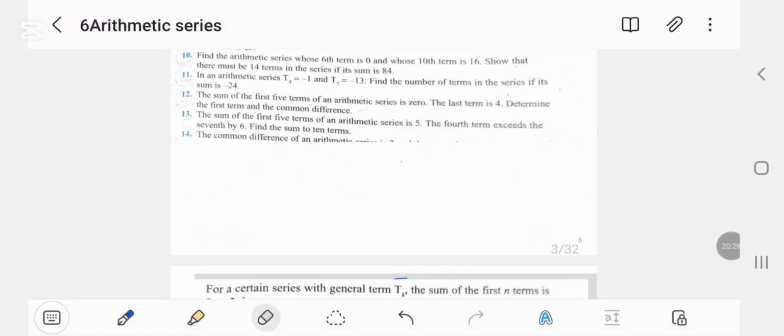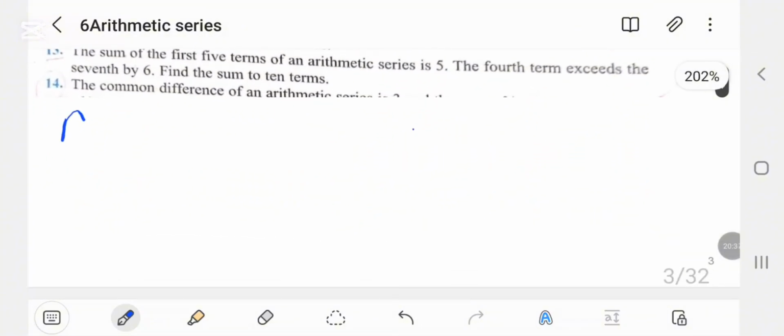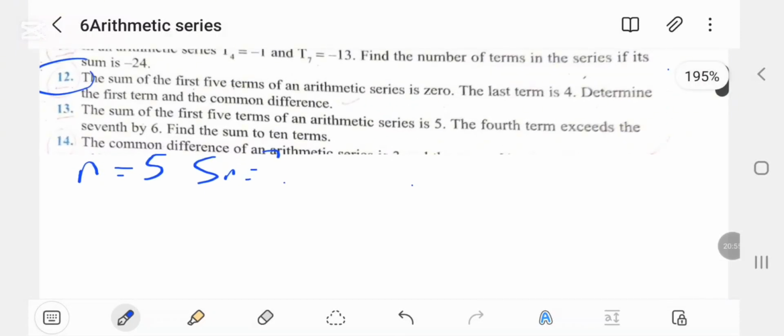Alright, then number 12. The sum of the first 5 terms. So n is 5. Immediately, we know that the formula of the sum is going to be involved. We don't know the sum. And then they say it is 0, so the sum is 0.